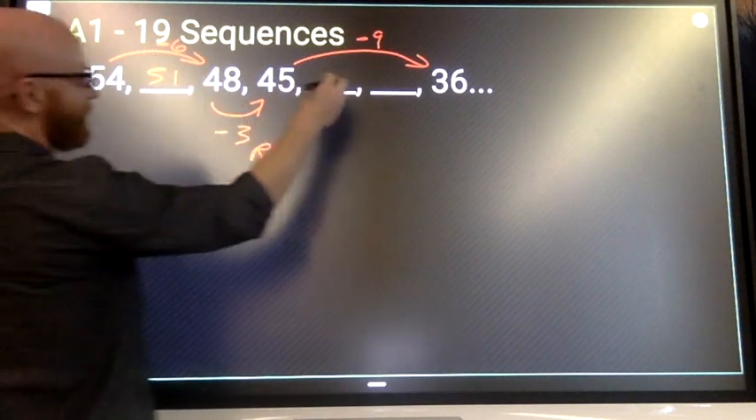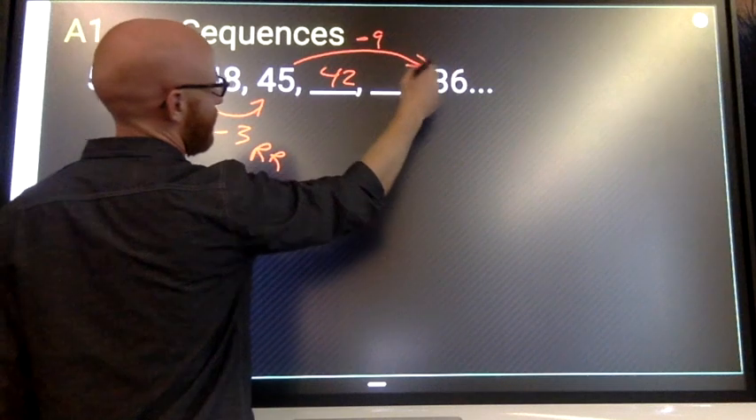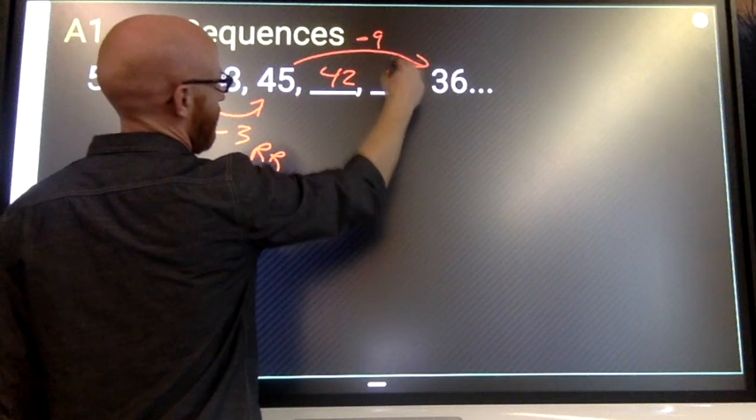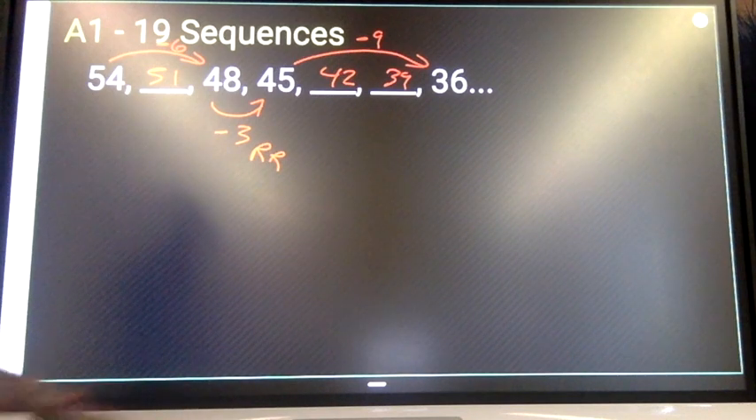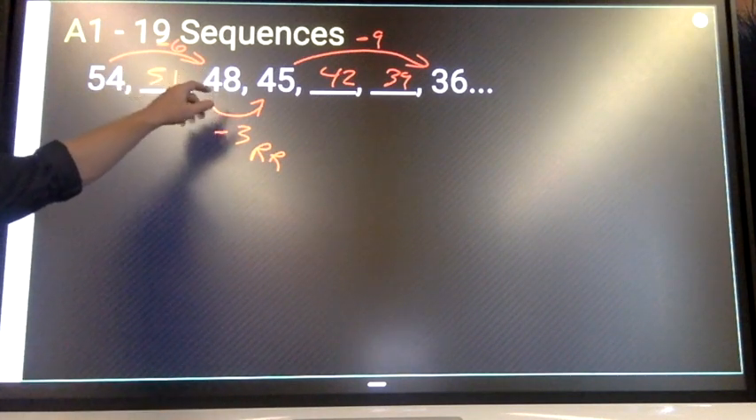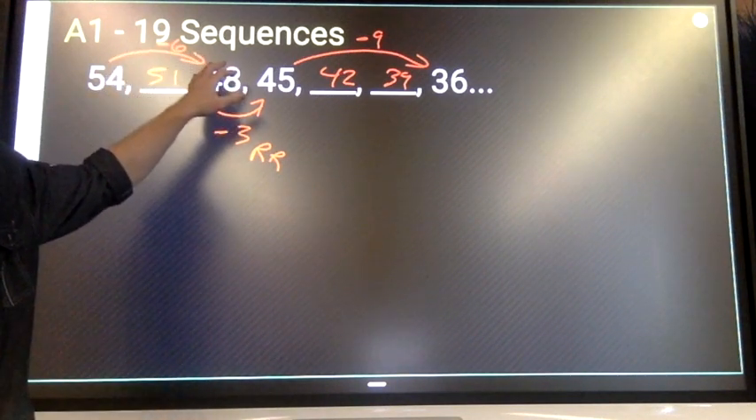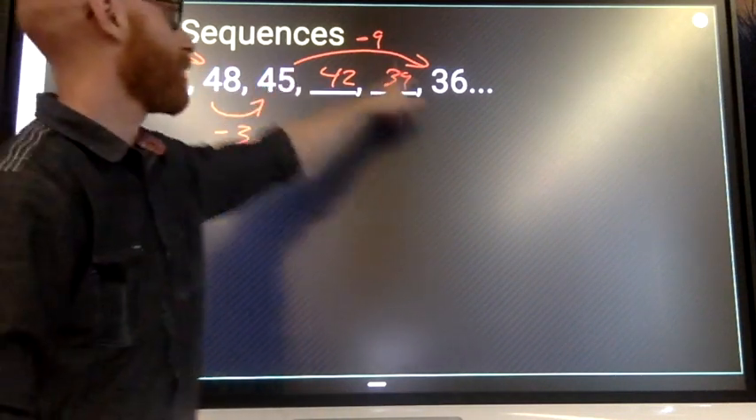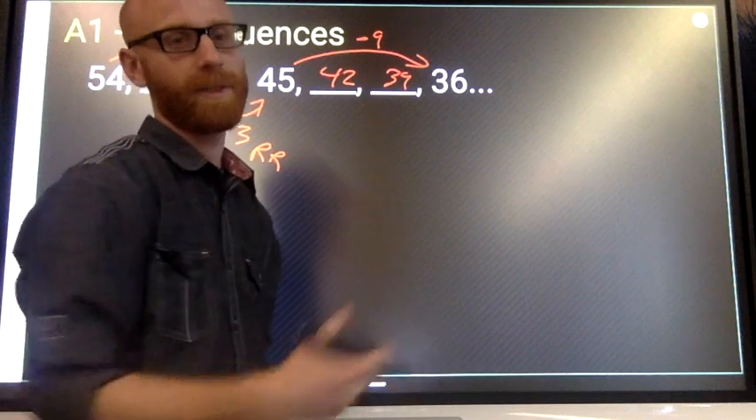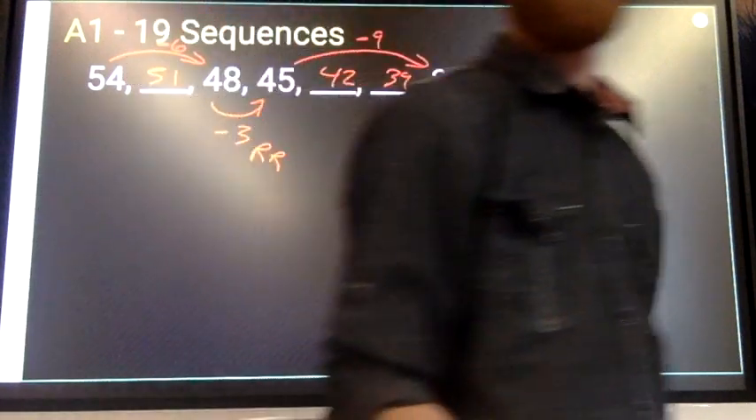51, 42, 39. Alright, notice I figured out it was arithmetic because a gap of 2 was -6, which is 3 times 2. A gap of 1 was -3. A gap of 3 was -9, which is negative 3 times 3. Alright.